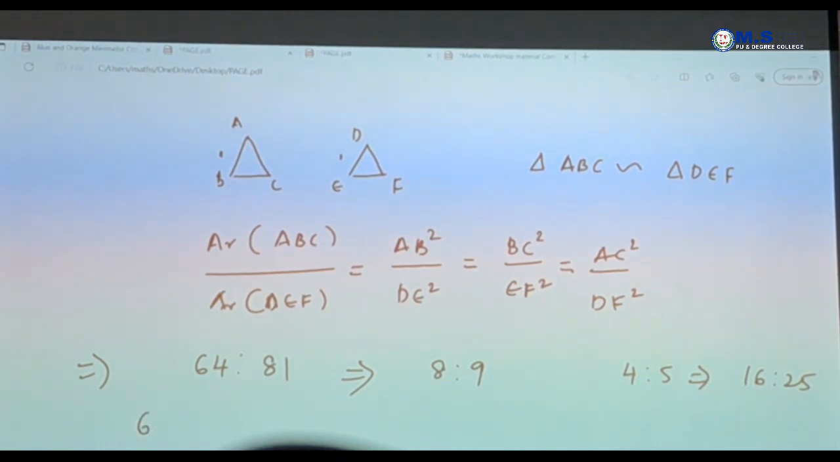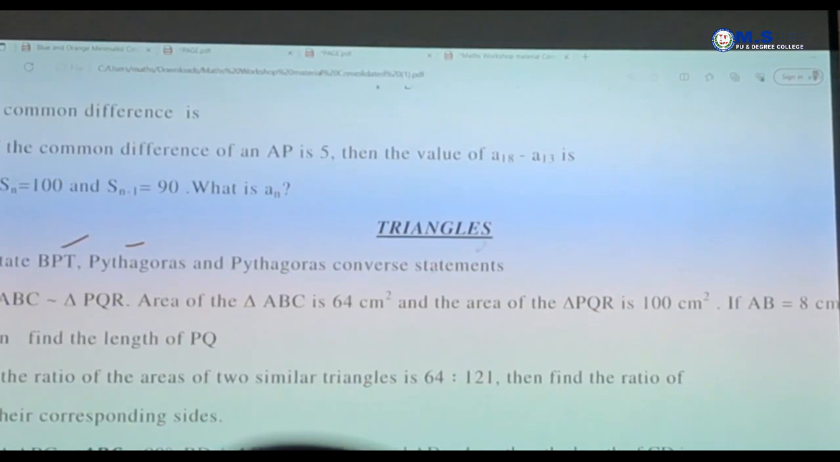If the ratio of the areas is 64/81 and one of the sides is 8, what is the other side? We can write 9. So we have two questions based on this.